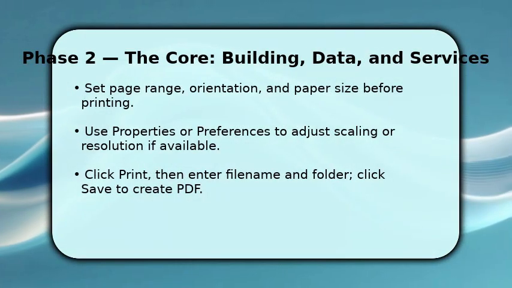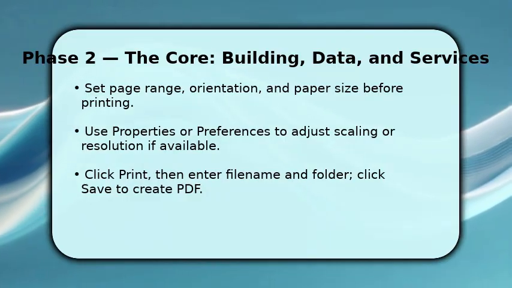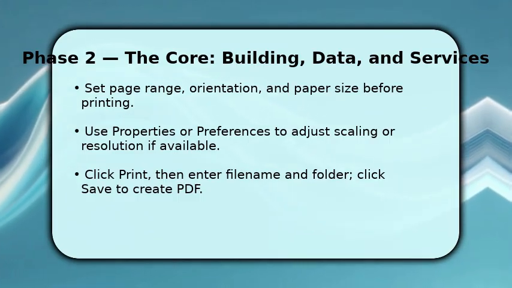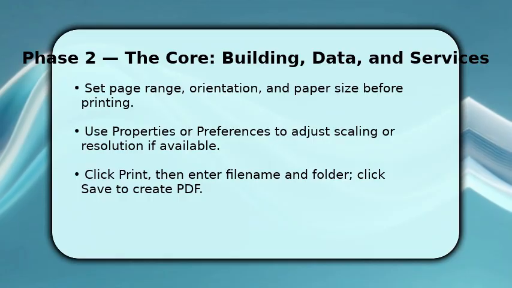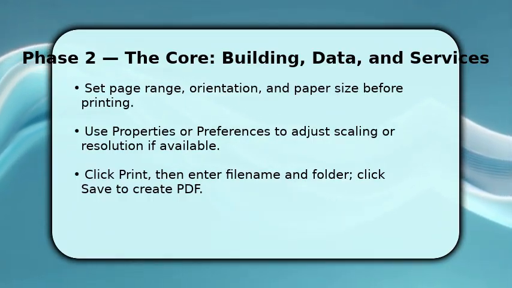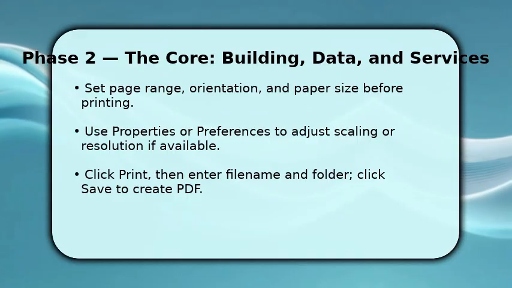After selecting Microsoft Print to PDF, inspect settings to control output quality and layout. For multi-page documents, enter a specific page range. For images, choose landscape or portrait and adjust scaling to avoid clipping. If a Properties or Preferences button appears, use it to change resolution or color settings. This affects file size and readability.